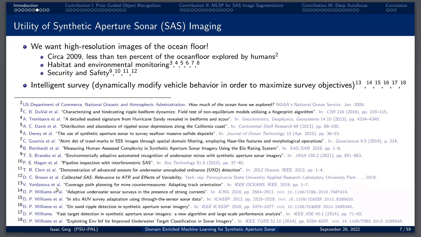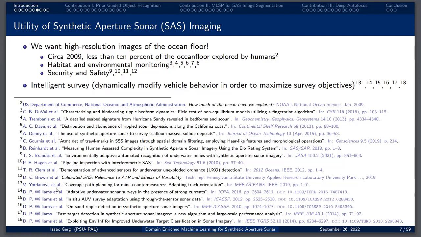So SAS is used everywhere. Really, folks just want to image the ocean floor. Around 2009, NOAA had estimated that we had only seen about 10% of the ocean floor. Folks are very interested in using SAS for habitat and environmental monitoring, so understanding coral reef structure, and understanding how storm events going through areas significantly change the seafloor bottom, which can change what kind of critters go in those areas to feed. You'll want to look at human activity, so trawl marks as shipping and other vessels come through. Also safety and security. I may have underwater communication infrastructure or pipelines, and I want to be able to examine those to make sure that folks haven't tampered with them.